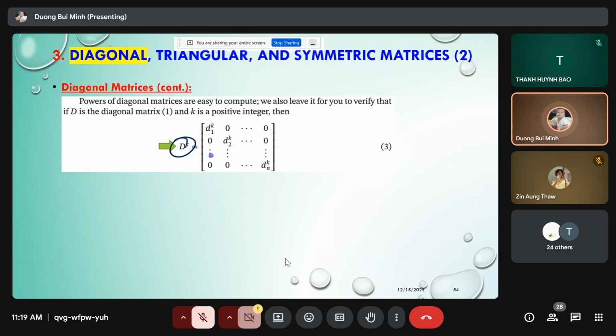Now D to the power of k. D to the power of k is this matrix: we take the power of k of each diagonal element. Of course, k will be a positive integer.